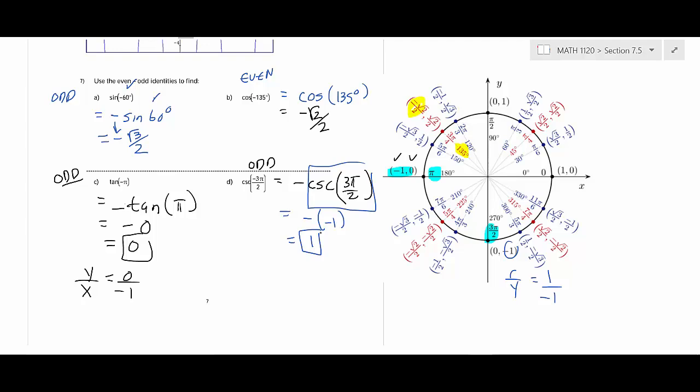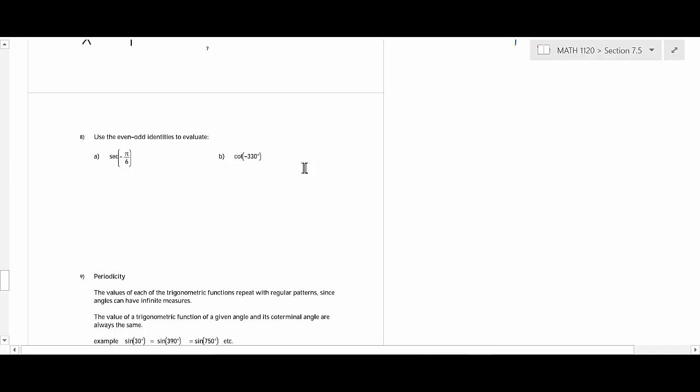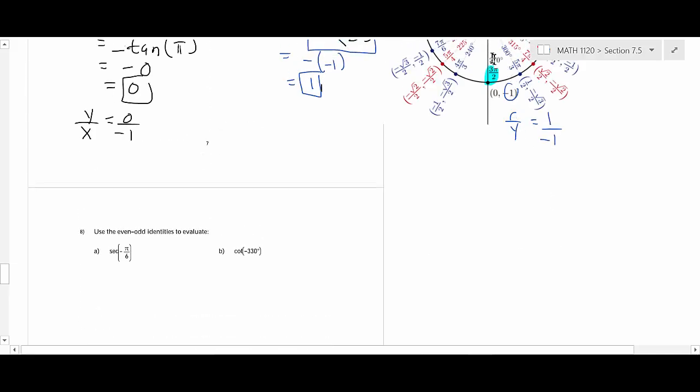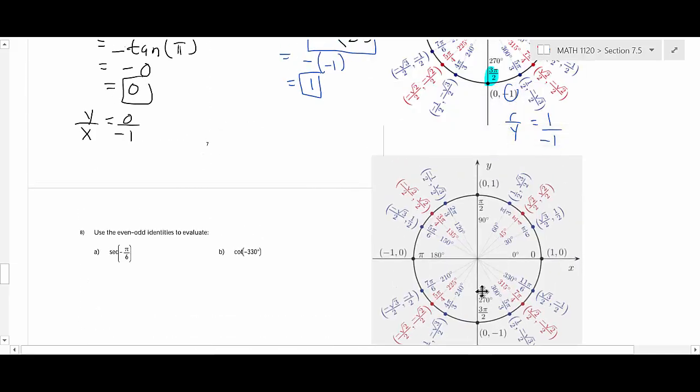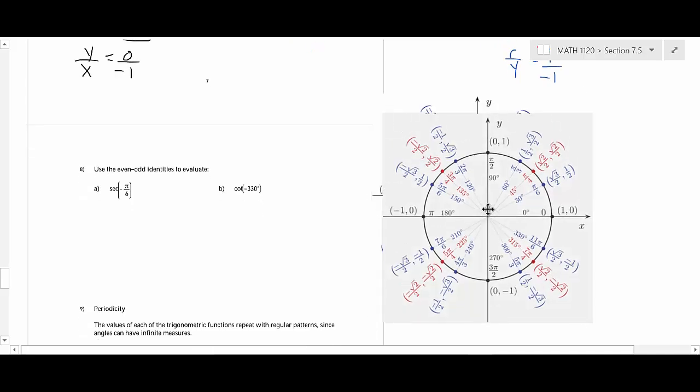Now, if you can remember what even and odd functions are, and just remember that there's only 2 even functions, being the cosine and secant, and you got it. And then you got those identities and you can put them together. Okay, let me bring my circle down here for a second. Let's do a couple more of these here.